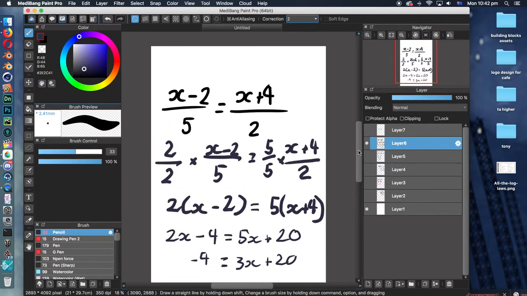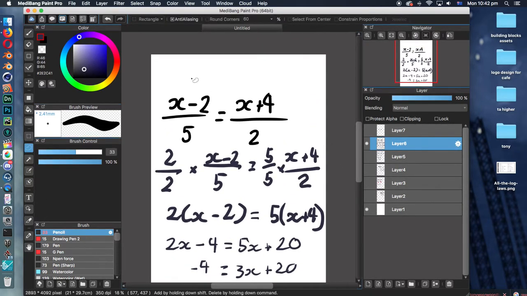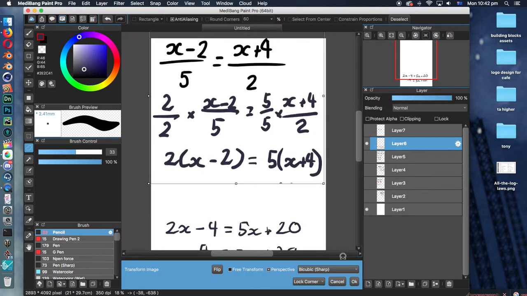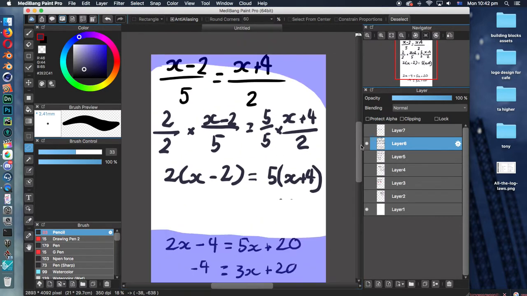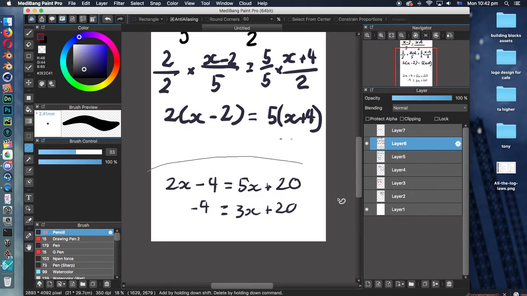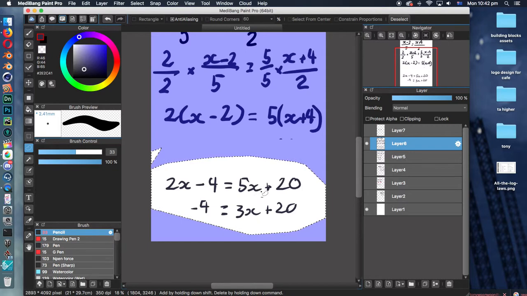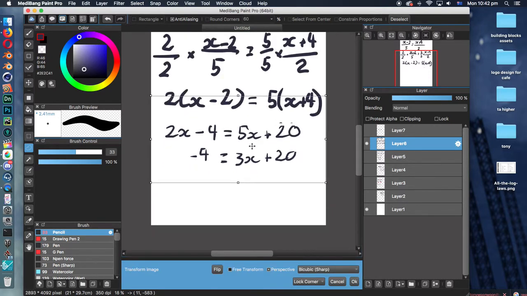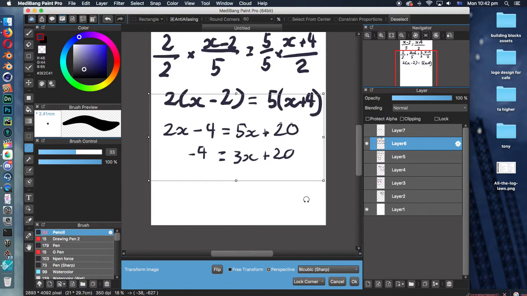Oh dear, I need more space, so I'm going to get my lasso tool. I'm just going to move it up. I need to make a new selection here. And bring it here and just fix up the 20.